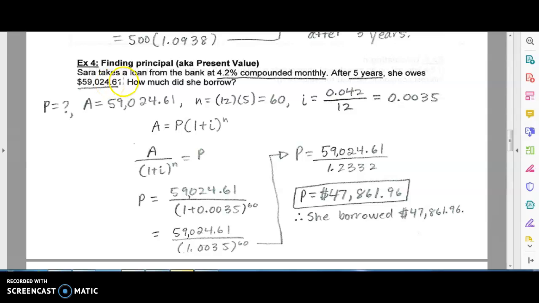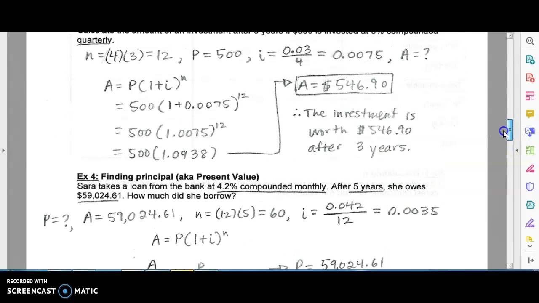$59,024.61. Okay, so remember A, if you're solving for A, you're just looking for the final amount. If the question asks you for the final amount the investment is worth, or how much the person owes after a certain amount of time, then it's A. If you're being asked for the current amount, so how much did she borrow right now, like in this question, or it could say your investment is worth X amount after 5 years, how much did you invest now for it to be worth that much? So anytime you're asked for the present value of something, you're solving for P. And if you're asked for the final amount, you're solving for A, like we did in example 3.